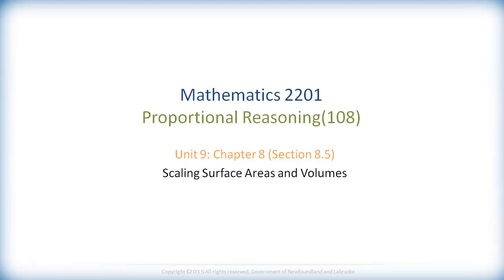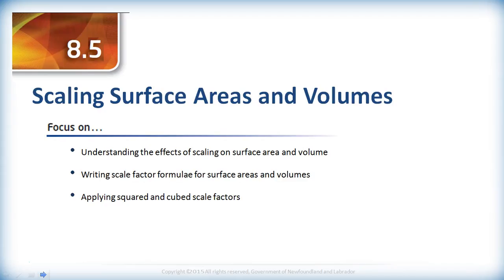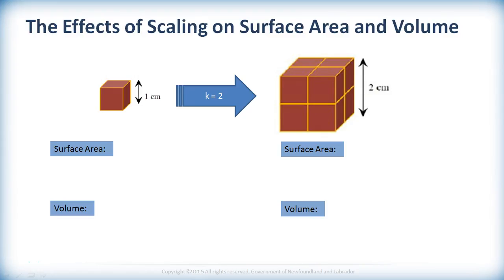Alrighty folks, this is our last installment for Unit 9, Chapter 8, last section, 8.5. We're scaling three-dimensional objects again, but now we're going to talk about their surface areas and their volumes. We're going to understand the effects of scaling on surface area and volume, and then write scale factor formulas for those, and then we'll do a couple of questions where we apply these ideas of squared and cubed scale factors to some contextual problems.